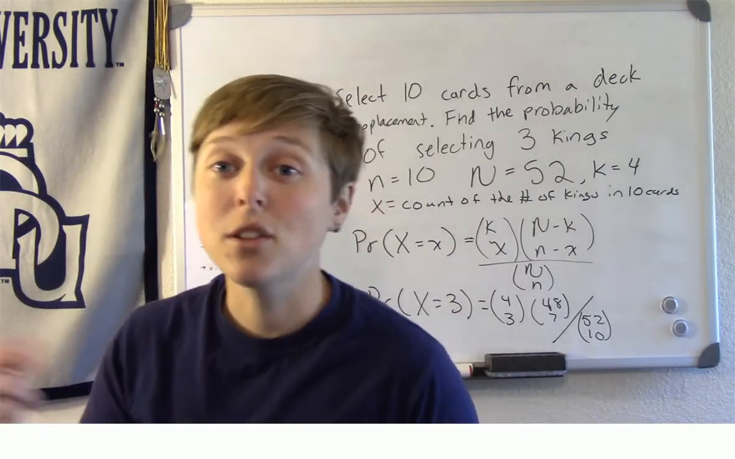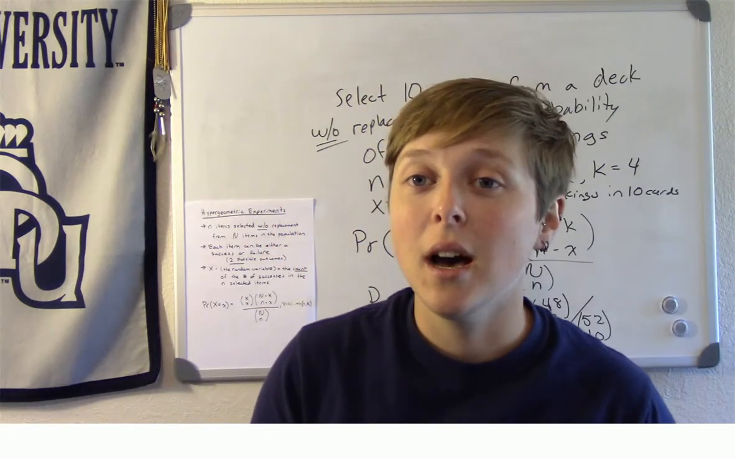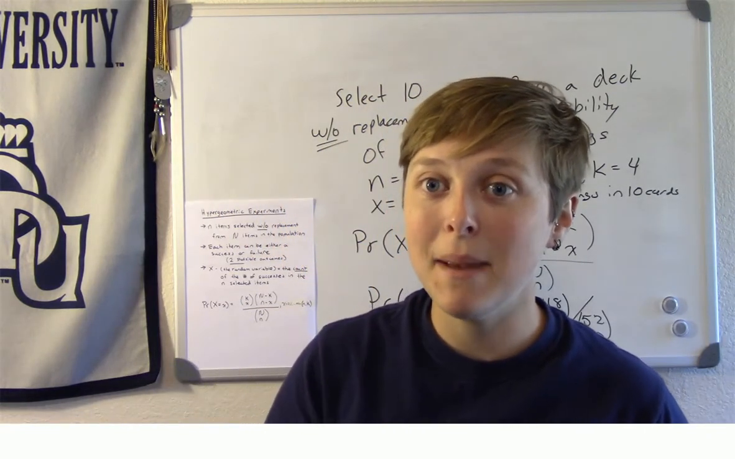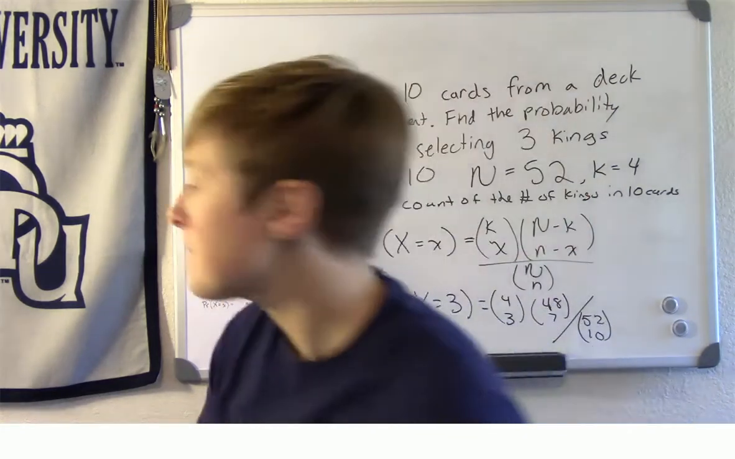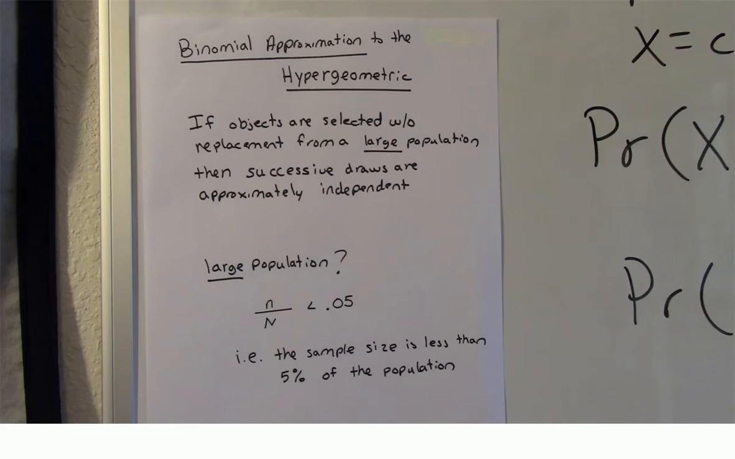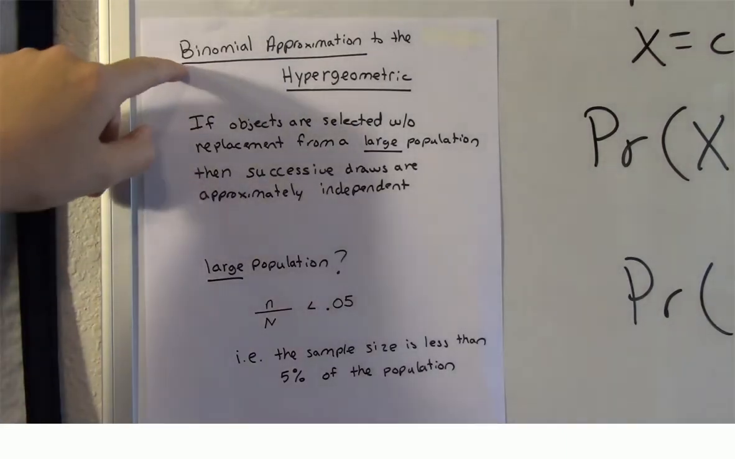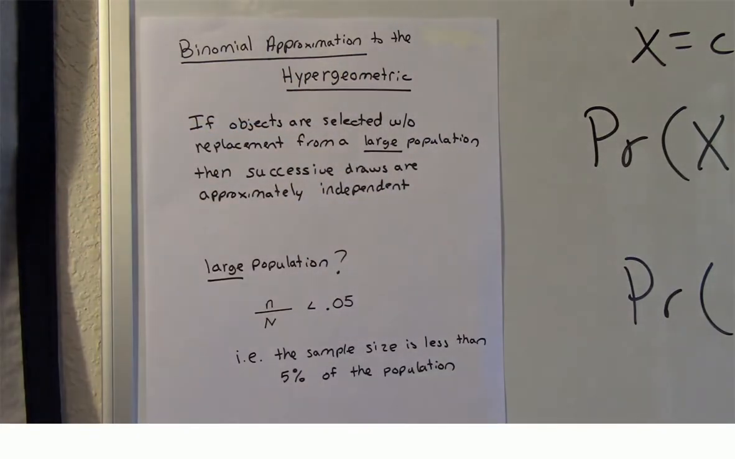So next, I want to talk about the hypergeometric approximation to the binomial experiment. Okay, so let's go ahead and zoom in and look at that. Okay, so we can use the binomial distribution to approximate the hypergeometric distribution if the number of objects that are selected without replacement are from a large population. All right, so basically, if your population is so big, then whether or not you put the card back in, it really doesn't matter because your population is so big.